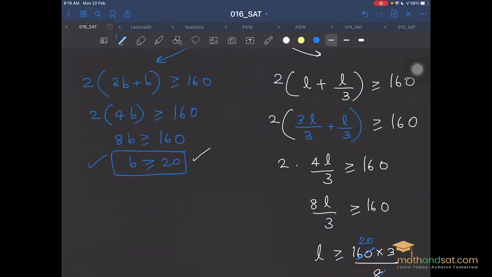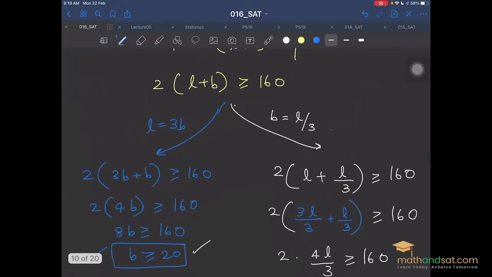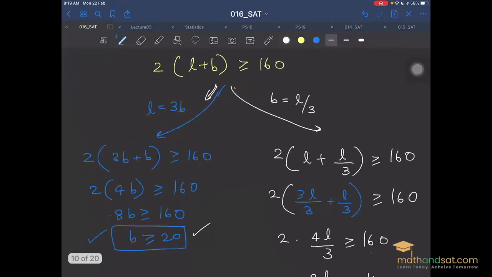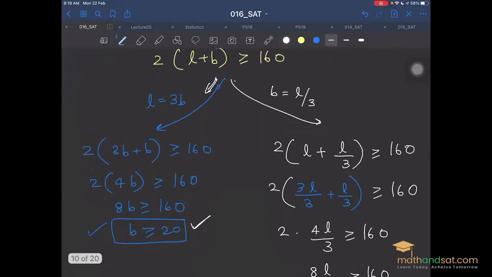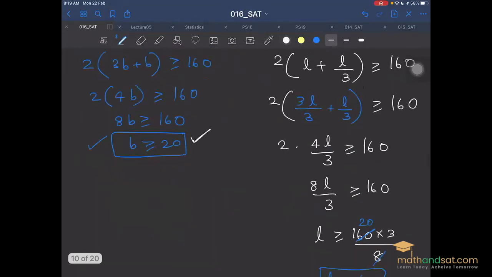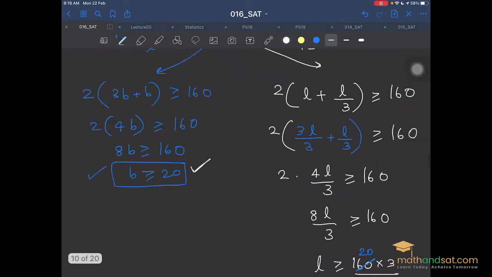If you choose to follow this path first, then you have the answer straight away. But if you follow this path, you see that you get L greater than or equal to 60. That is not there in the option. So you have to check this part as well.